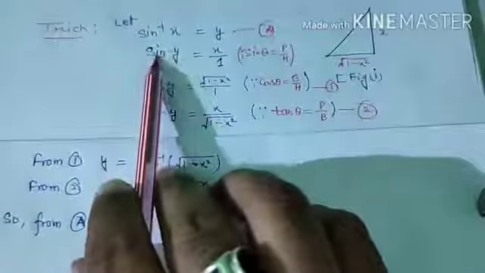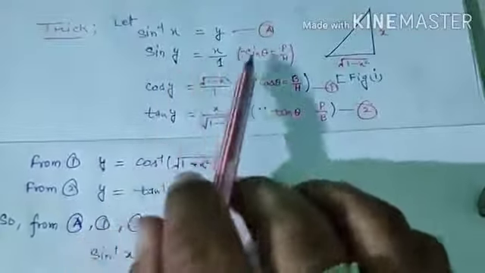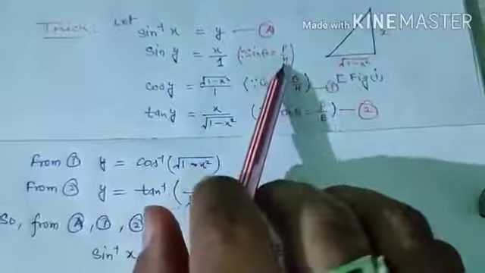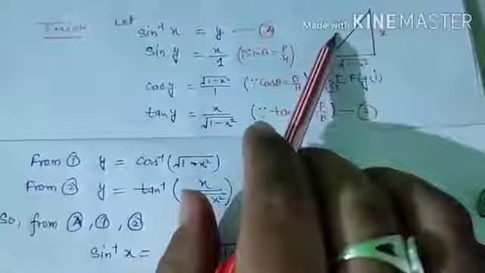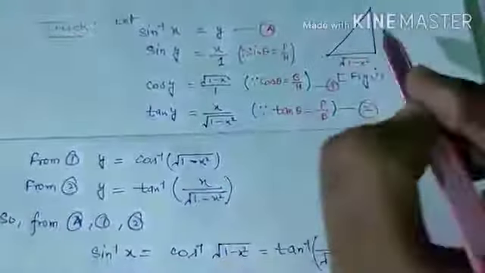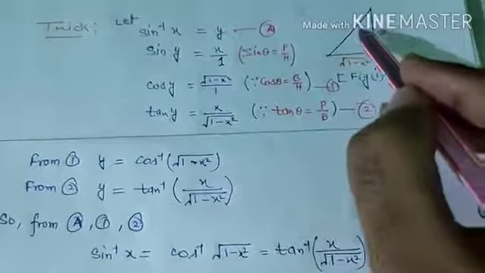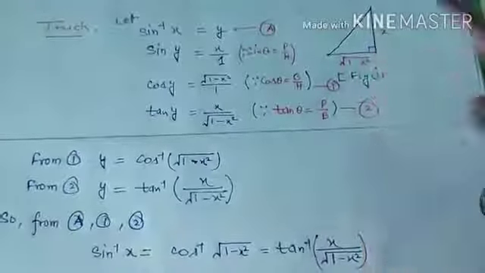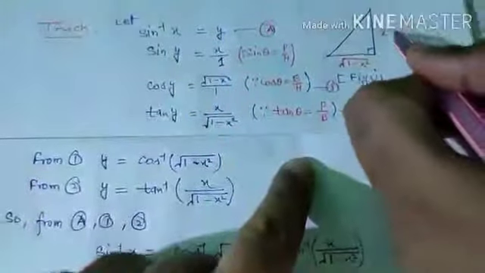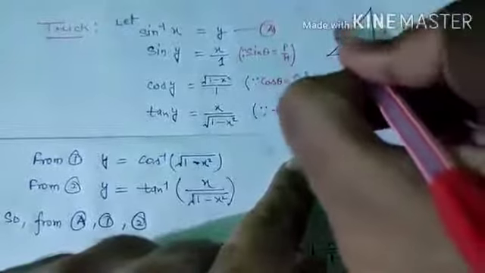We can say sin y equals x, and x I can write as x upon 1. Now we know sin theta is perpendicular upon hypotenuse. Perpendicular is x here and hypotenuse is 1. So I have just made a right angle triangle, and using Pythagoras I can find the length of the third side, which is the base. So this is perpendicular, this is base, and this is hypotenuse.